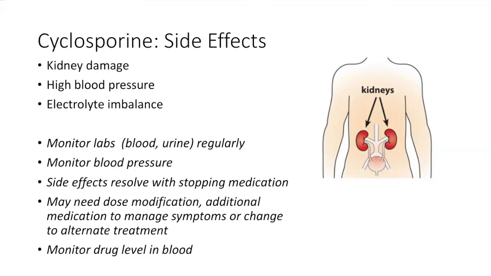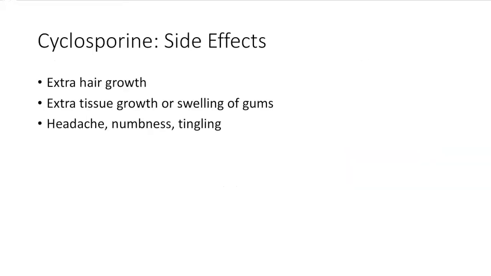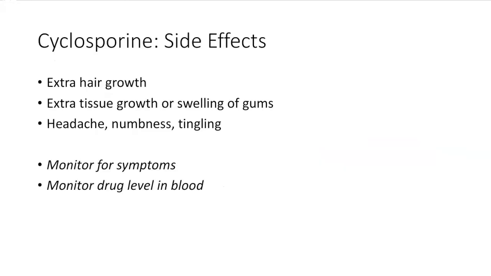Other things that can be seen are extra hair growth. It can also be seen that there's extra tissue, like a buildup of tissue or swelling, around the gums, headache, numbness, and tingling. These symptoms are just monitored for, and we can also try to correlate them with a certain drug level in the blood and titrate the level of the medication as well.